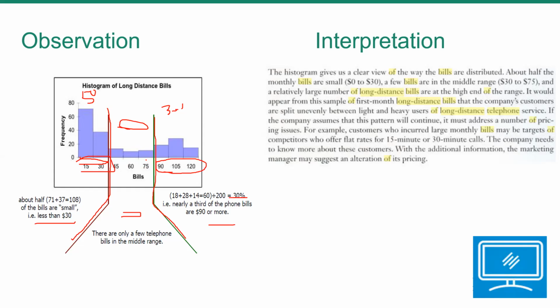And here, this is 45. So 30 to 75 is 45. Sorry, this is also 45, right? So the range is $45, $45 and $30.